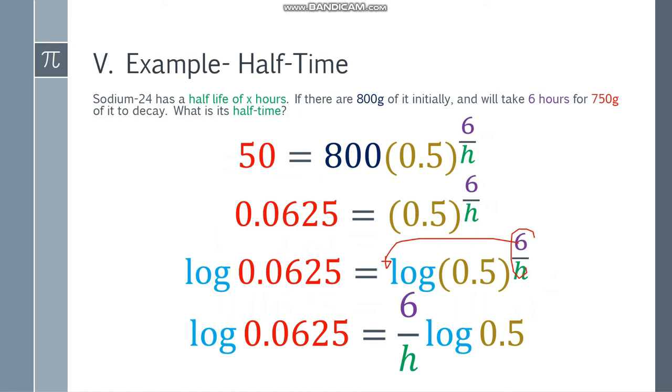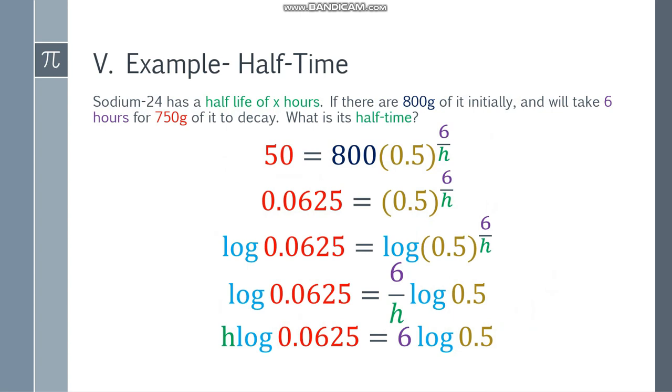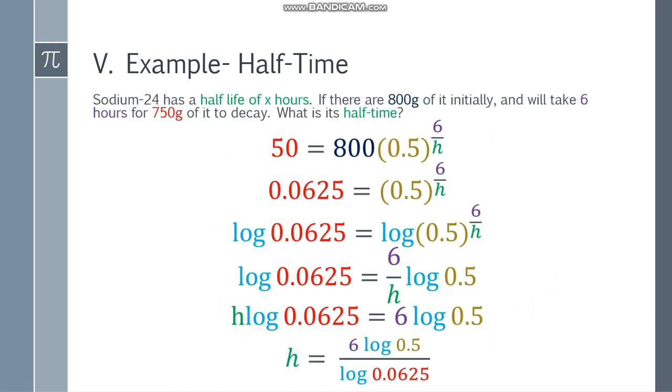Now, to simplify this, multiply both sides by h. Okay, so there will be no fraction here anymore. So h log of 0.0625 is equal to 6 log of 0.5. Now, to find the value of h, divide both sides by log of 0.0625. Okay, so this is the value of h.